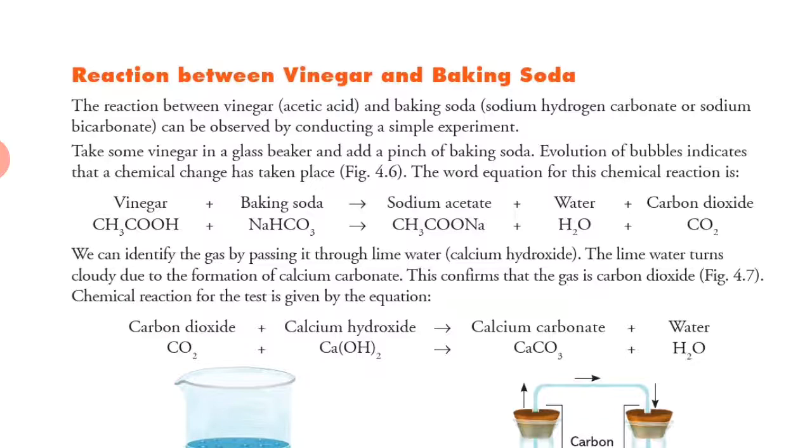We can identify the gas by passing it through lime water, calcium hydroxide. The lime water turns cloudy due to the formation of calcium carbonate. This confirms that the gas is carbon dioxide. The chemical reaction for the test is given by the equation CO2 plus Ca(OH)2, calcium hydroxide, gives calcium carbonate CaCO3 plus water. Okay.